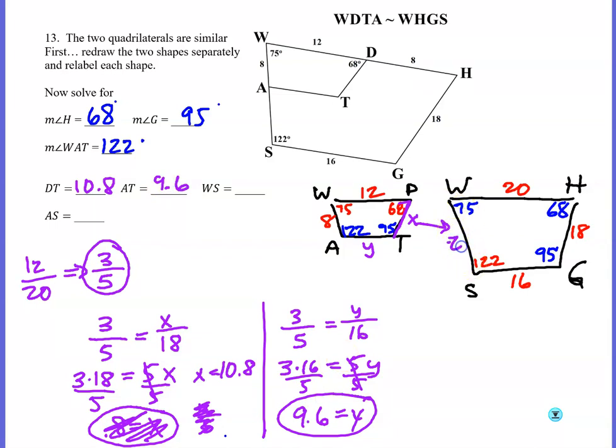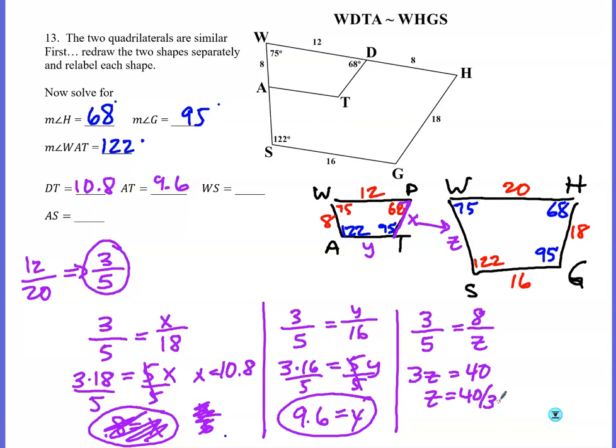All right, WS is this side. I'm going to call that one z. I haven't used a z yet. So I'm going to use my original scale factor, which was 3:5. Now remember, I'm going to use 8 and z, but because I used this one first on top, I have to use the 8 first on top over z. Cross multiply. 3z equals 40. Divide both sides by 3.